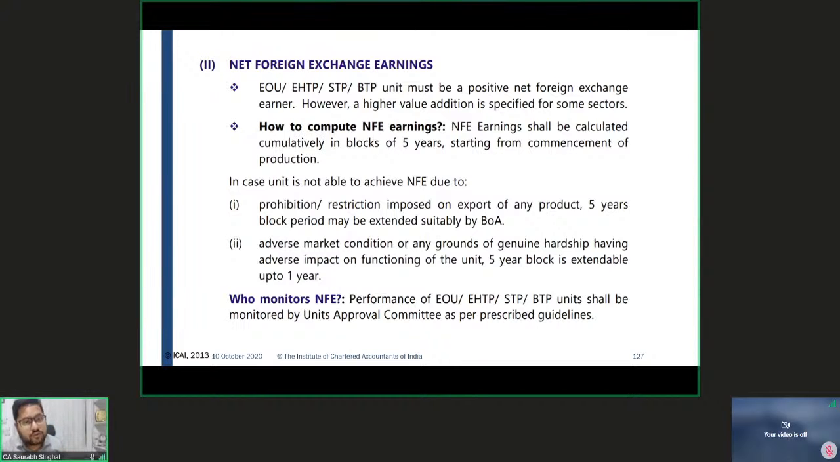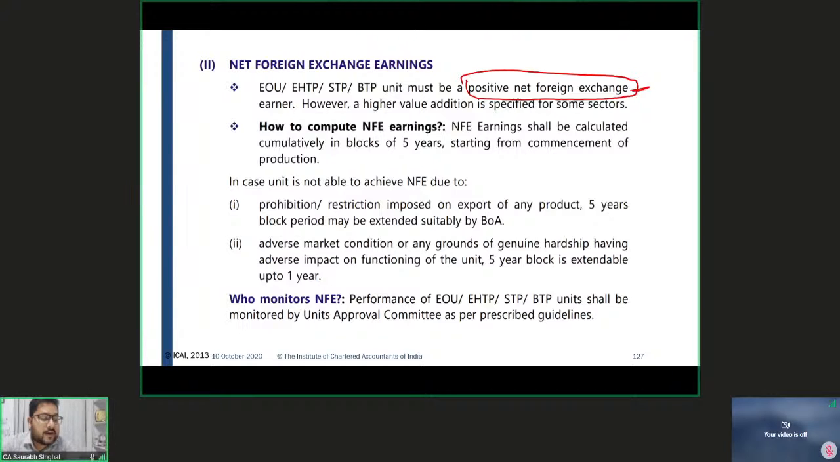What is the obligation for these units to have the status? The obligation is that they should have a positive net foreign exchange. That is, their expenses in foreign exchange should be lesser than the income in foreign exchange. That is all is the condition. What is the benefit of having this status? The benefit of having this status is that you can import capital goods and inputs without payment of BCD, CGS, IGST and cess.